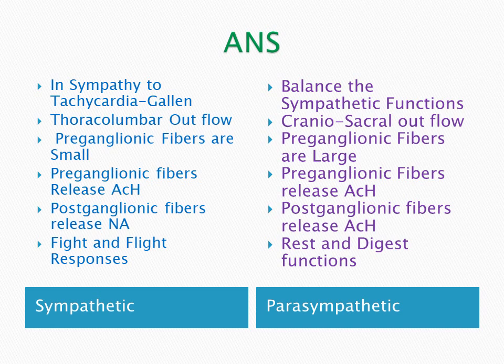Coming to the length of the fibers, the preganglionic fibers are shorter in the sympathetic nervous system, and the preganglionic fibers in the parasympathetic nervous system are longer in relation to the sympathetic. The postganglionic fibers in the sympathetic nervous system are longer, while in the parasympathetic nervous system they are shorter, because the postganglionic nuclei are present within or very close to the structures innervated by the parasympathetic nervous system.